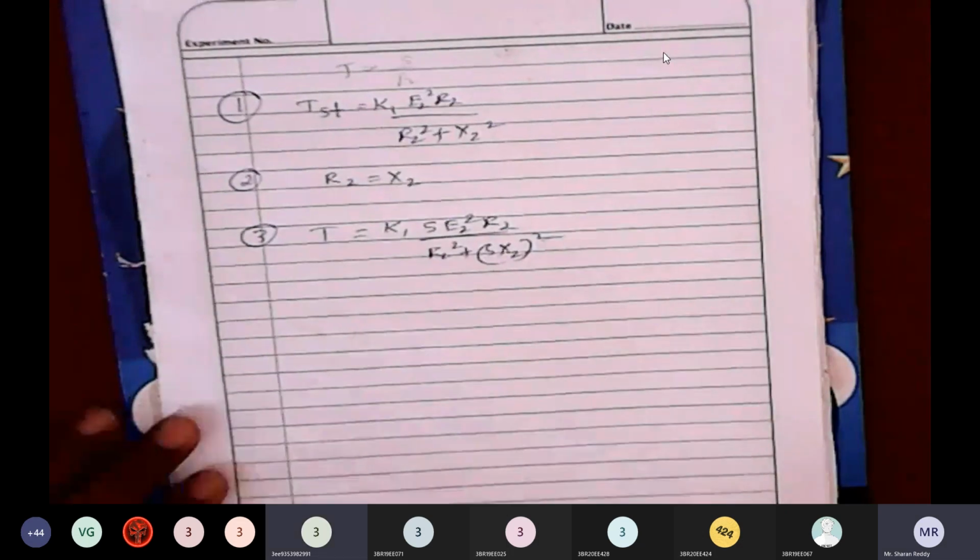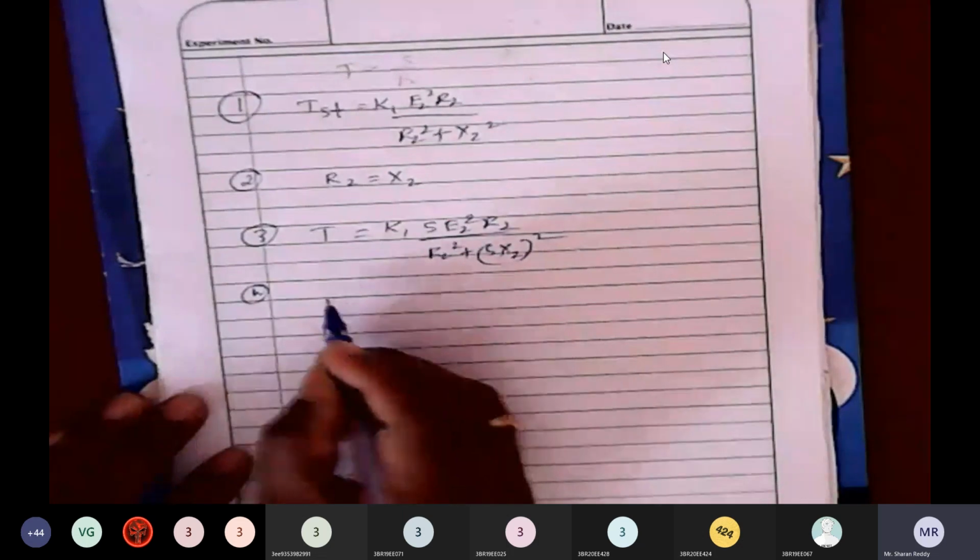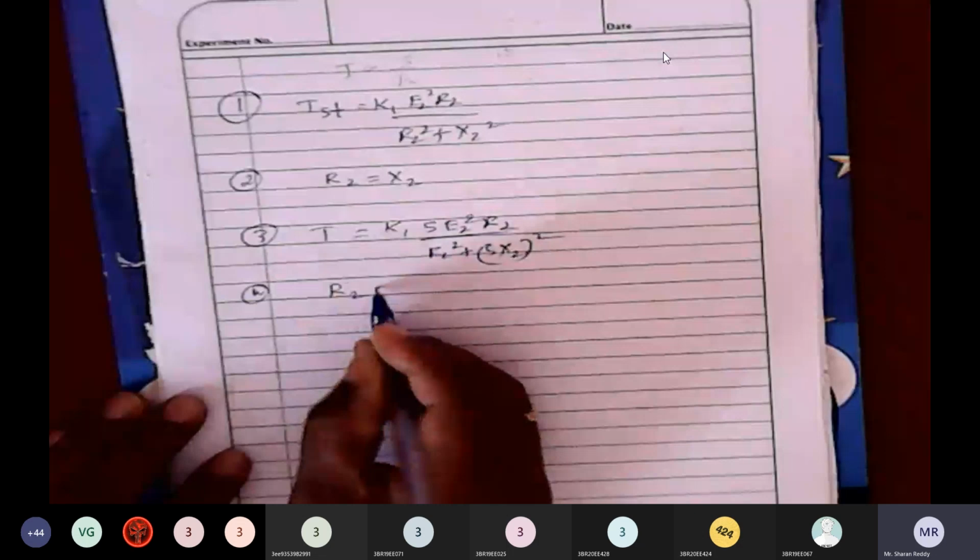So, the fourth one. What is the fourth one? Condition for maximum torque under running condition. That is R2 is equal to S X2. This was the fourth derivation.